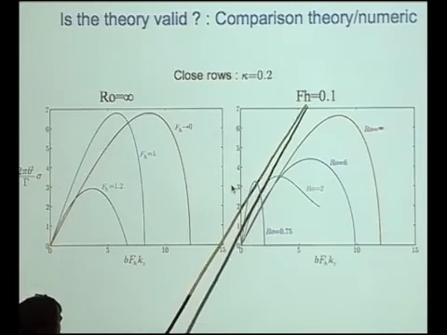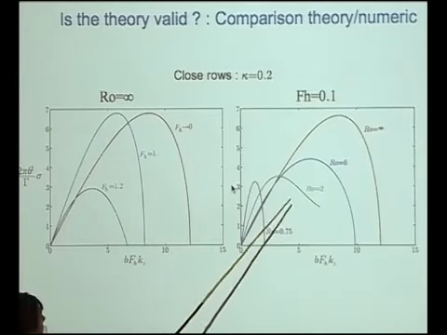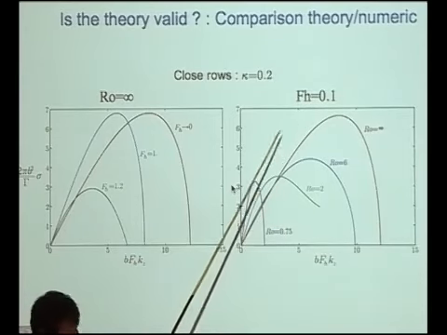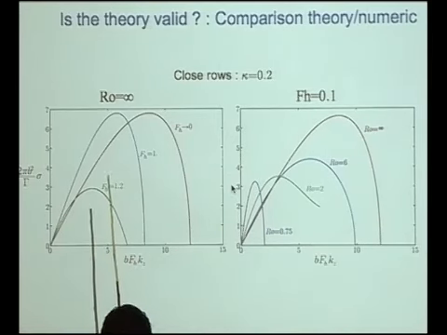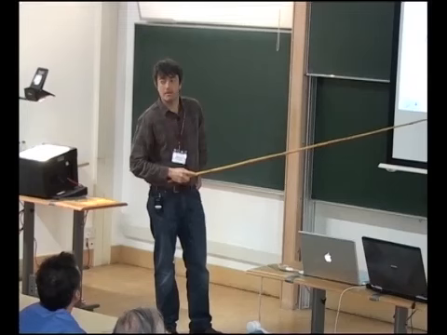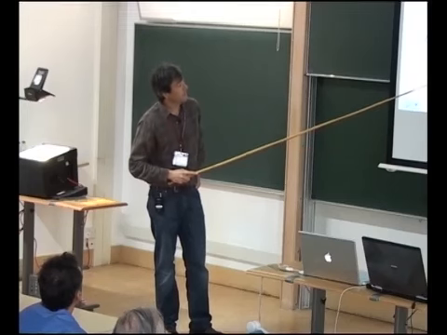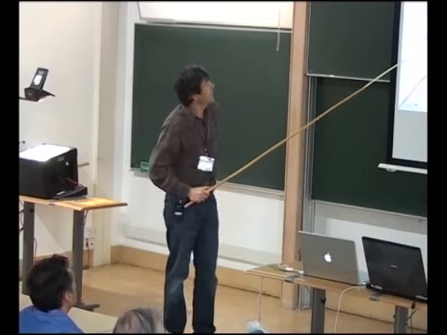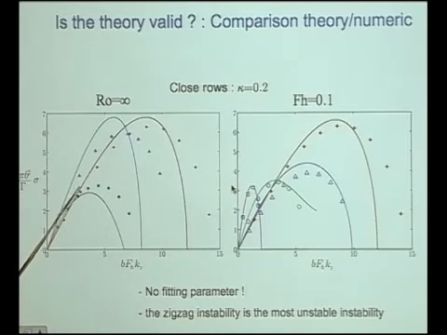And so here I recall the result in the case of a closed roll. This is the effect of the Froude number for a given Rossby number, and this is the effect of the Rossby number for a given Froude number. And here are the numerical results, these are the symbols, and we see that the agreement is quite good. There is a difference at large wavenumbers.